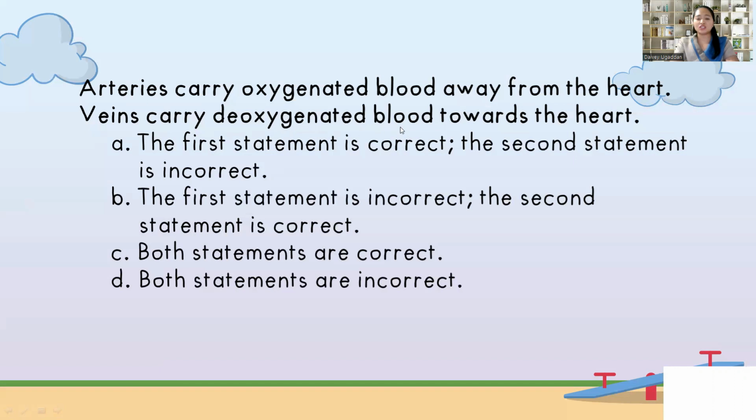Now, veins carry the deoxygenated blood towards the heart. Is that true? Yes, veins carry carbon dioxide-rich blood towards the heart so it can be replaced with oxygen in the lungs. So the correct answer to this one is both statements are correct.